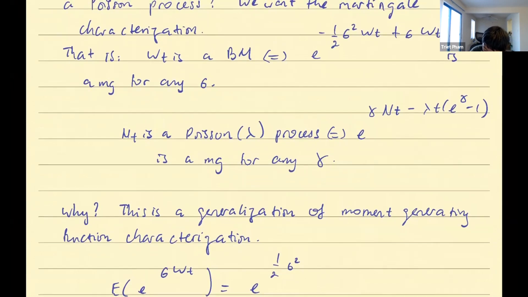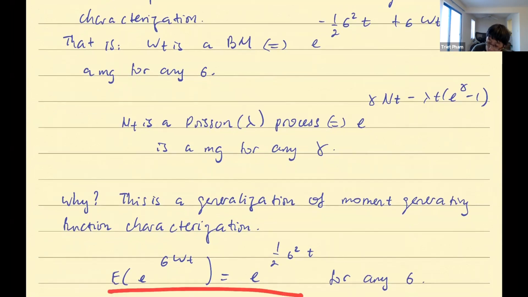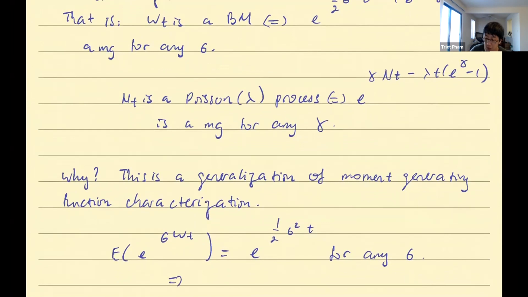Oh, no one correct me. This is t, right? Sorry, not W. It's t. Is equal to this for any σ. Suppose you know this. What can you conclude out of this? What does this imply?